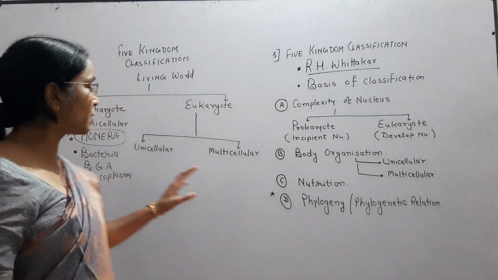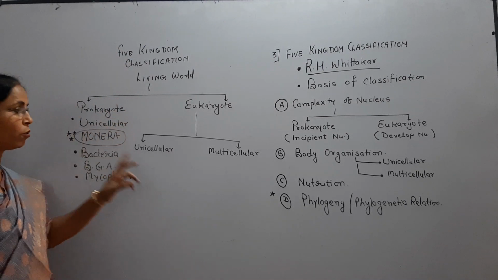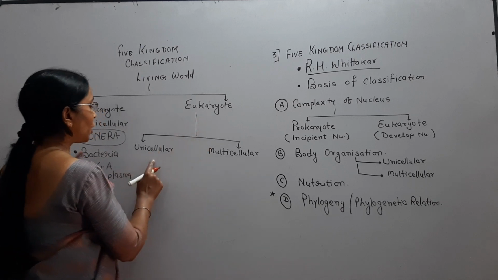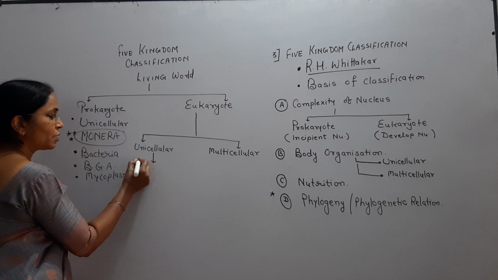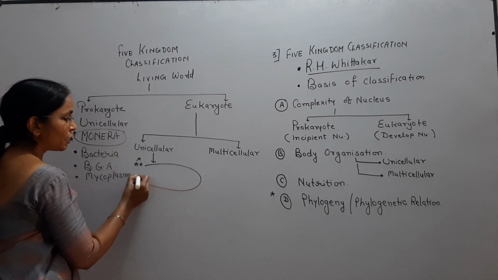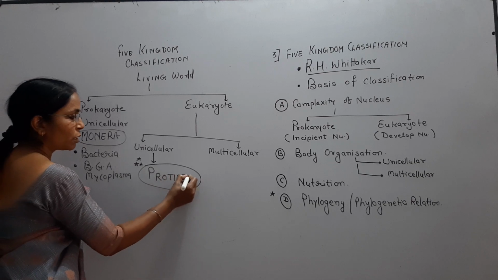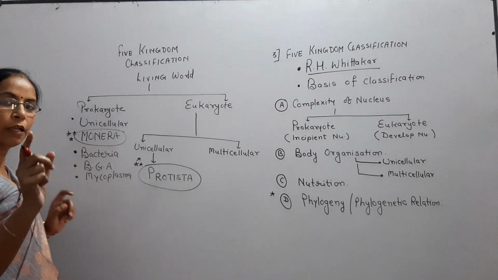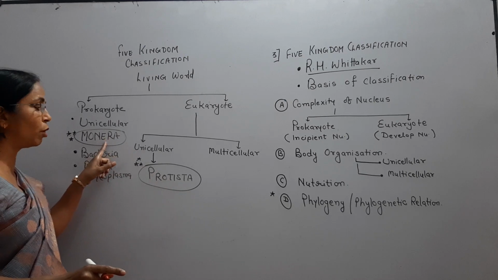So these three examples you remember for the Monera. Monera means prokaryote and unicellular. Now the eukaryotic unicellulars are placed in the second kingdom. That second kingdom you remember is Protista. So here you remember Protista. So now you clear your concept, what is the basic difference between Protista and Monera.